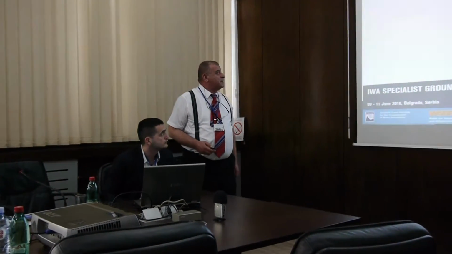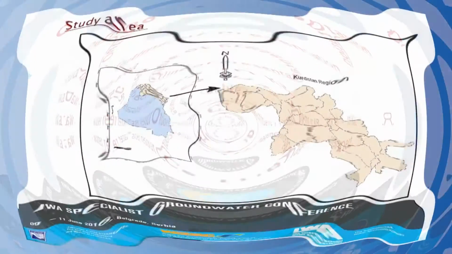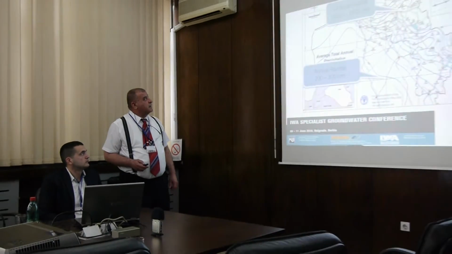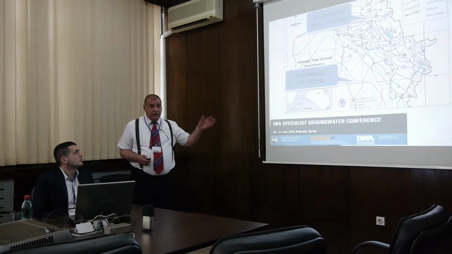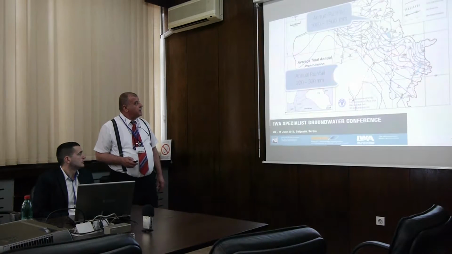Anyway, the outline of the presentation is the study area, water resources in Kurdistan region, water resources problems in Kurdistan region, and water resources management of Kurdistan region. Kurdistan region, in fact, lies in the northeast part of Iraq, as you can see in this map. The annual rainfall varies from 1,500 millimeters to about 200 millimeters in the southwest of the region.